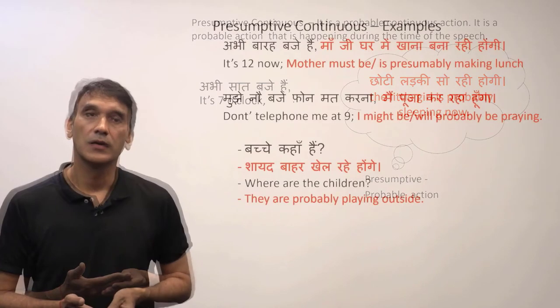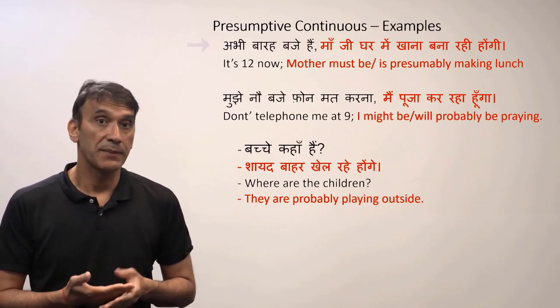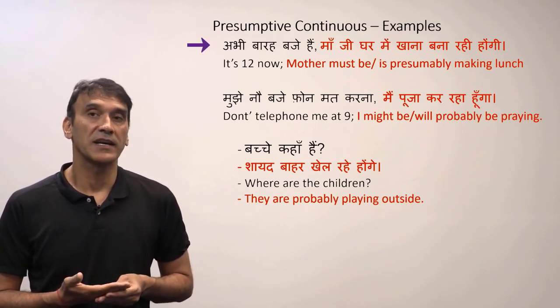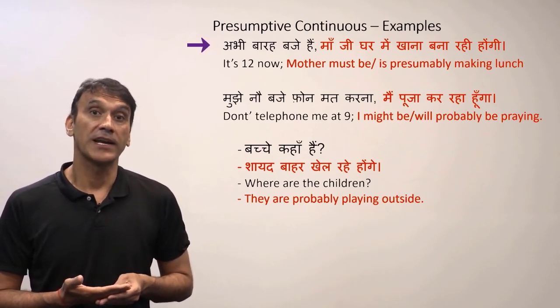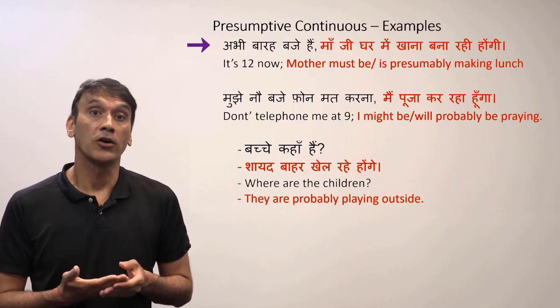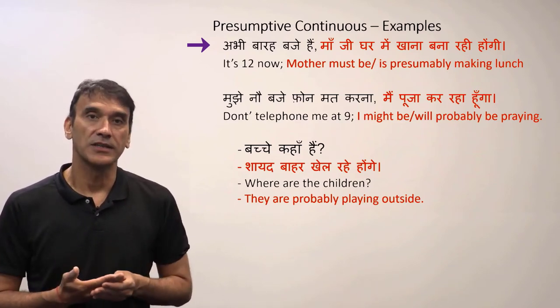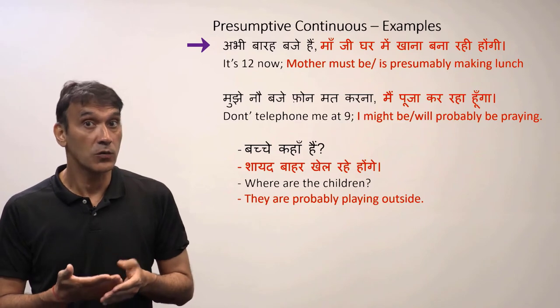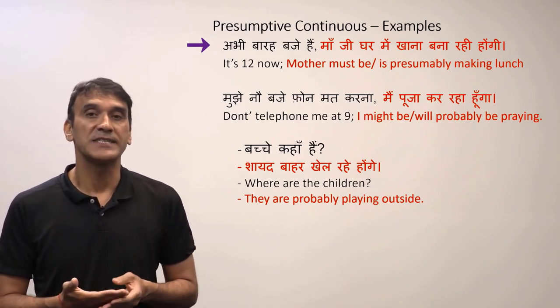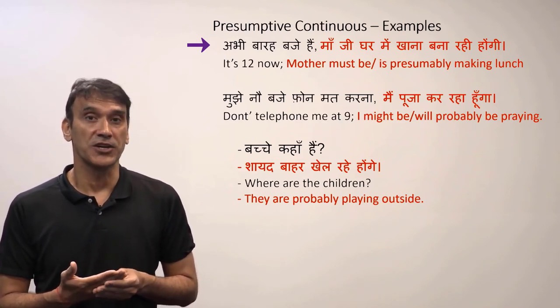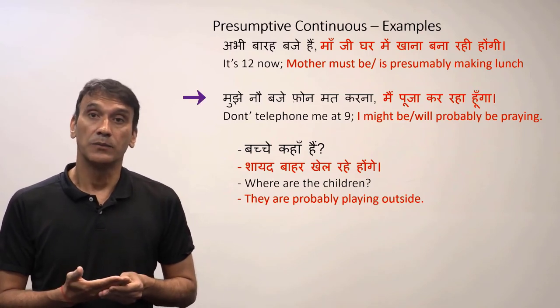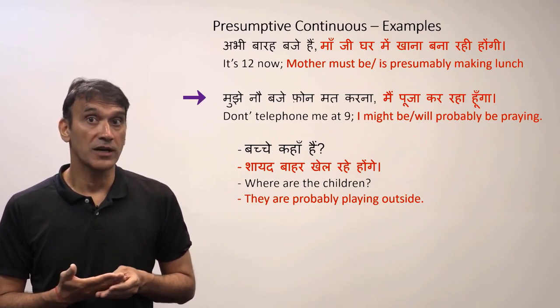Here are a few more examples. Abhi 12 baje hain, maa ji ghar mein khana bana rahi hongi. It's 12 now, mother must be making lunch. Or mother is presumably making lunch. So again, the speaker does not know whether the mother is making lunch, but he is presuming she is making lunch now. The second one, mujhe 9 baje phone mat karna, main puja kar raha hunga.